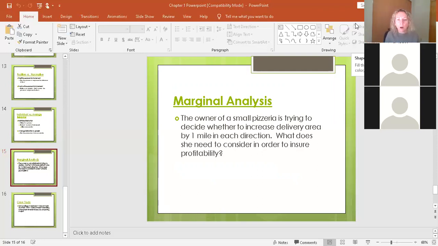Okay. So we already have a pizza restaurant. We just need to do this small marginal analysis on just what this next 1 mile includes in terms of costs and benefits. Okay. This is what businesses do in reality. Okay. Awesome. Thank you.